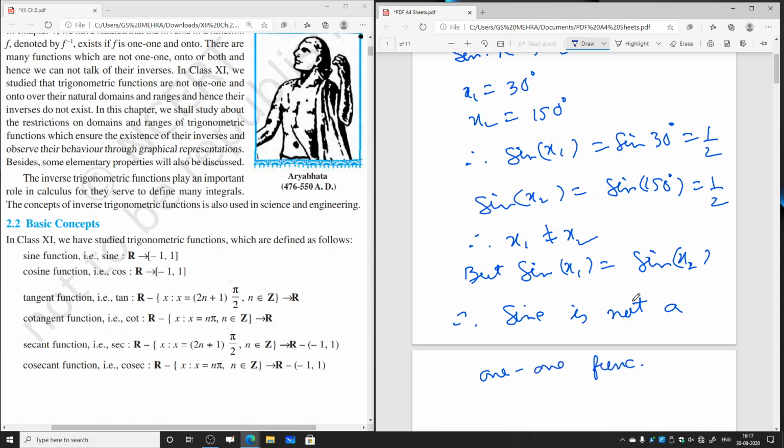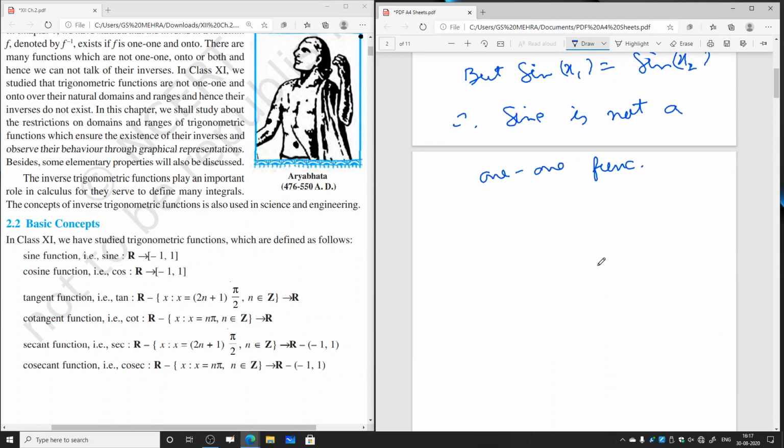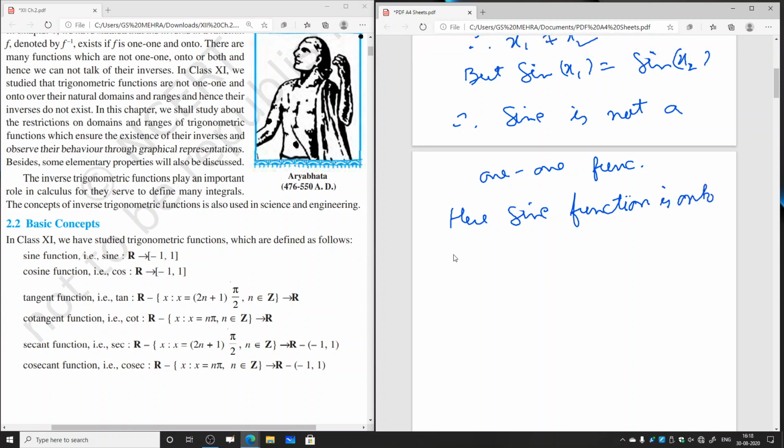Now, here we can see that the minimum value of sine function is -1. Also, the maximum value of sine function is 1. So it is already here because we are having the codomain as closed interval -1 to 1. And also, the range of the sine function is the closed interval -1 to 1. Therefore, sine function is onto. Why is it onto? Because the codomain is equal to the range.